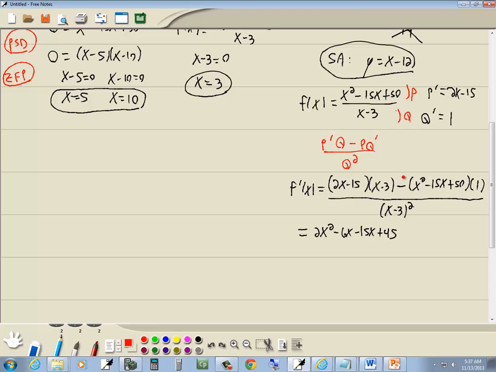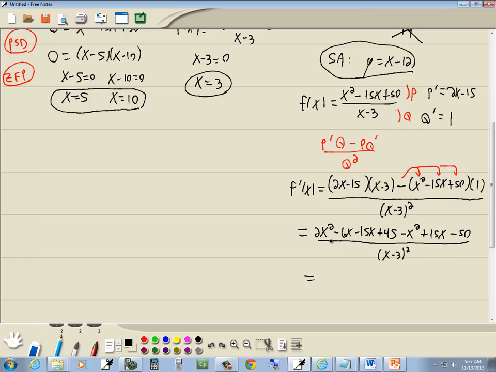A negative out in front of your parentheses flips the sign of everything inside. The 1 doesn't do anything over here. So our positive x squared becomes a negative x squared. Our negative 15x becomes a positive 15x. Our positive 50 becomes a negative 50. All over x minus 3 squared.